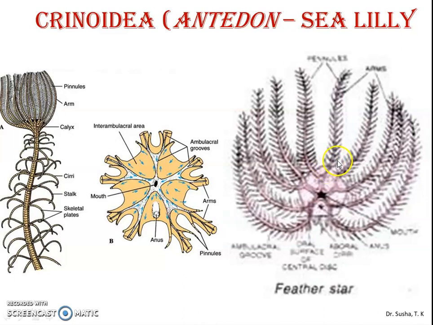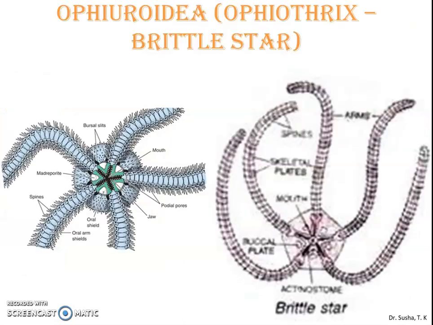From the radial canal, lateral canals will arise. Each lateral canal gives 2 feet. Here the 2 feet lack ampulla and sucker and are covered with cilia. Main function is respiration and sensation. In Crinoidea, Tiedemann bodies and Polian vesicles are absent. These are about the water vascular system in Crinoidea.